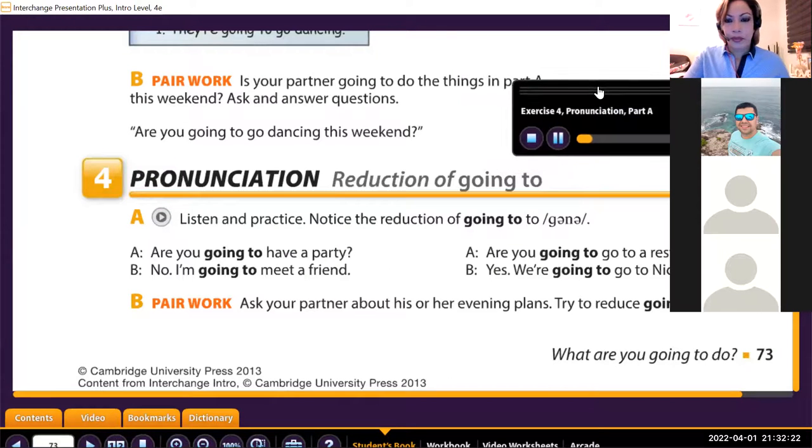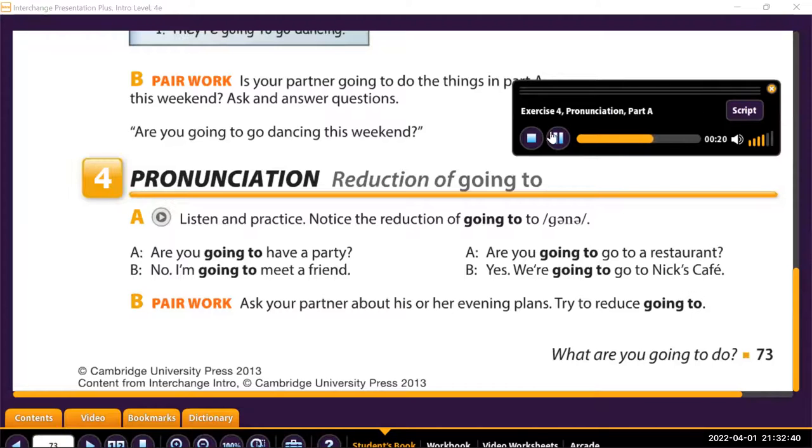Page 73, Exercise 4, Pronunciation. Reduction of going to. Part A. Listen and practice. Notice the reduction of going to gonna. Are you gonna have a party? No, I'm gonna meet a friend. Are you going to go to a restaurant? Yes, we're going to go to Nick's Cafe.